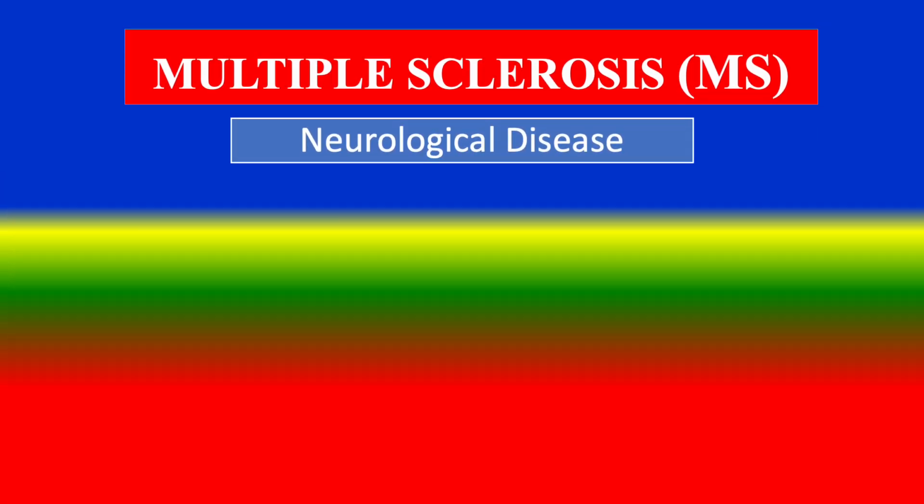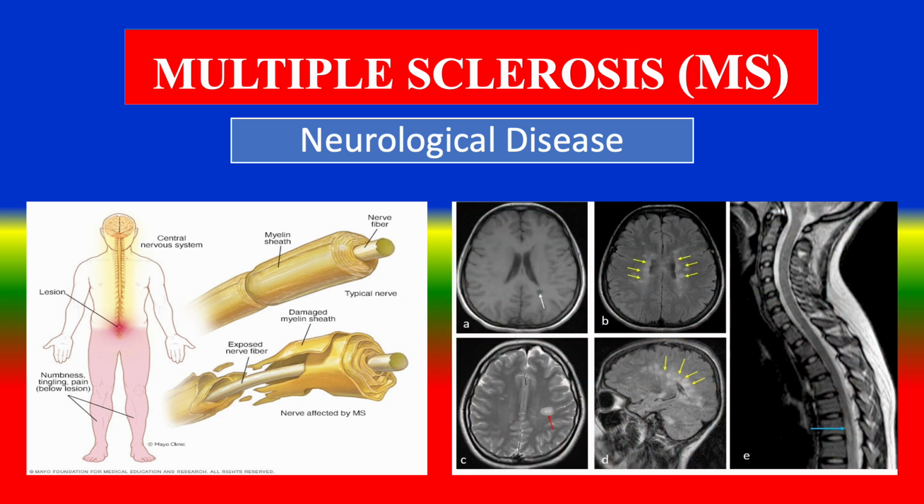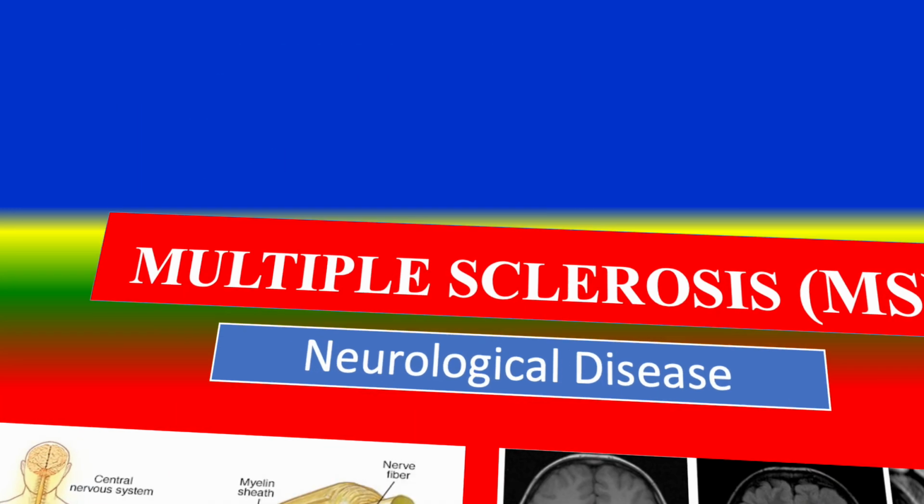Multiple sclerosis (MS) is a neurological disease. Look at this picture, it shows the myelin sheath, MRI findings. Look at this detail going on. Introduction.